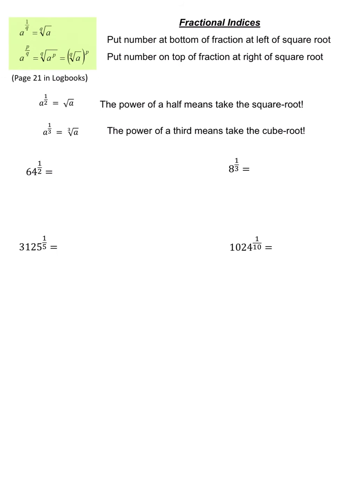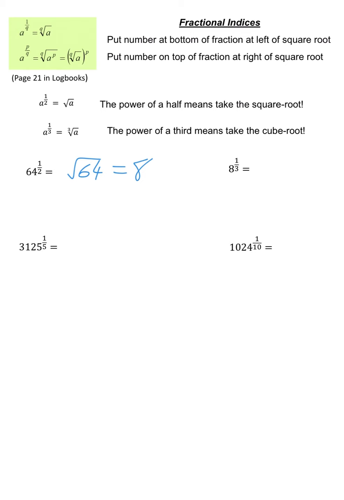Okay, the next one now is fractional indices. Now, first of all, if you look here, if ever you see anything to the power of a half, that means the same as square root. So a to the power of a half is the same as square root of a. Likewise, if you see something like a to the power of a third, that's the same as the third root of a. So if you see 64 to the power of a half, that's the same as the square root of 64, which is 8.